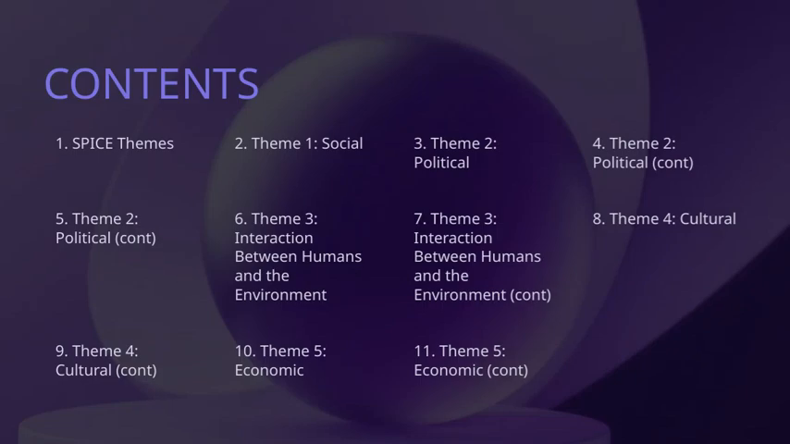Let's take a closer look at the themes outlined here. We start with the SPICE framework, which serves as a foundation for understanding the various aspects of a culture. Moving forward, we see that the themes are categorized into several key areas. First, there's the social aspect, which examines how people interact within their communities and society at large. Then, we have the political themes, highlighting governance, policies, and power structures that shape a society.